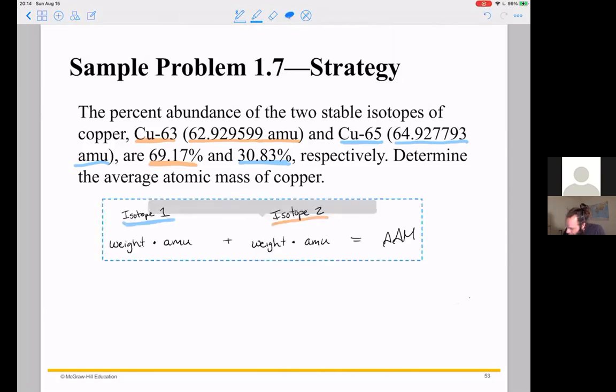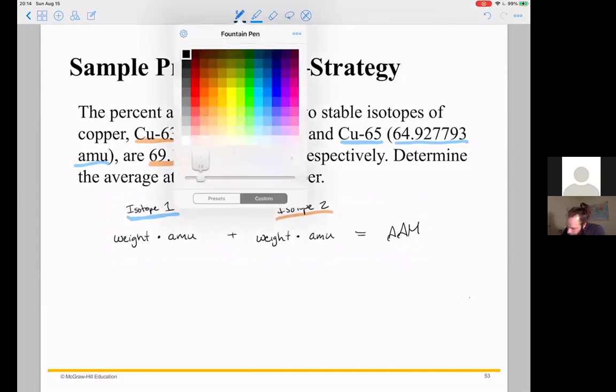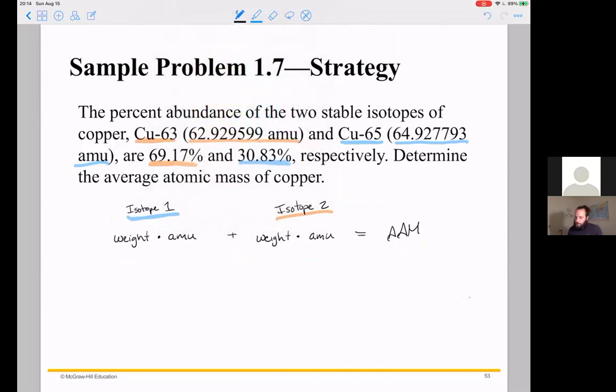Okay. So I messed up my colors, whatever. I'll just stick to the colors that are there. Okay, so here we're going to say isotope 2 is our copper 63. This is our copper 65. And they're kind of swapped, but it doesn't matter as far as the math is concerned.